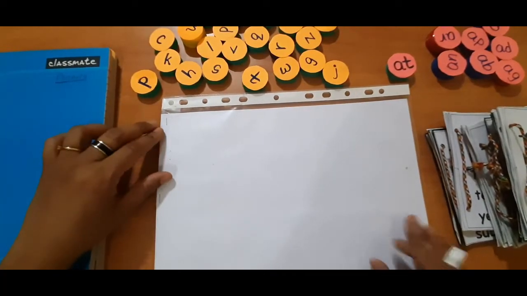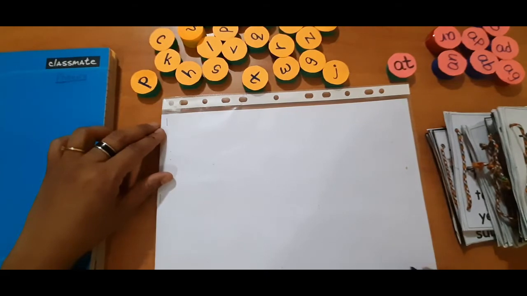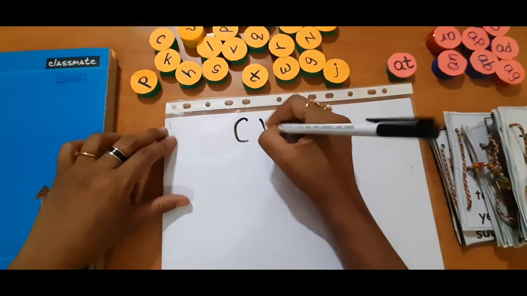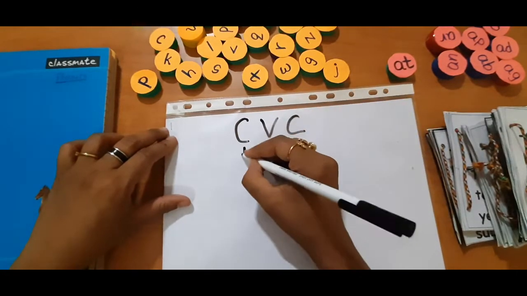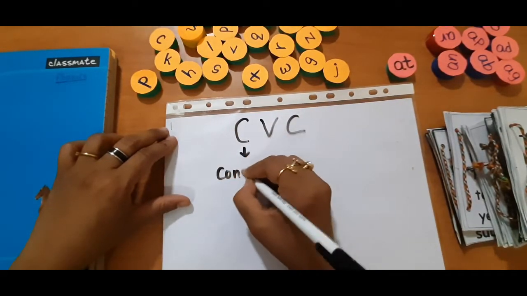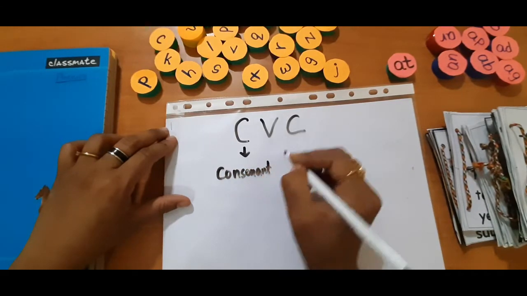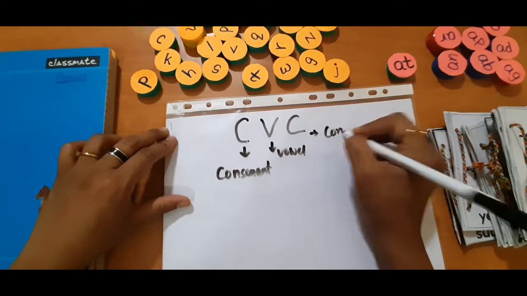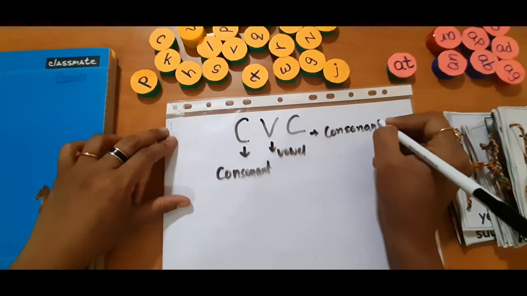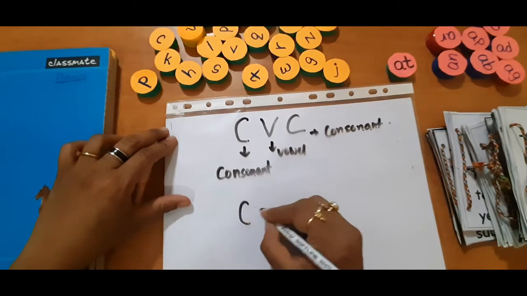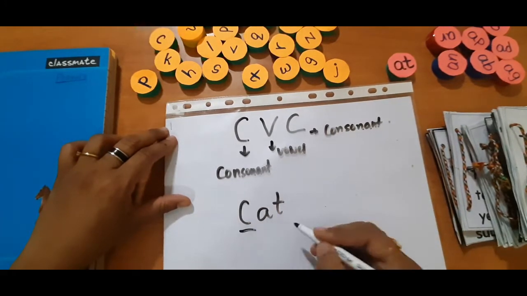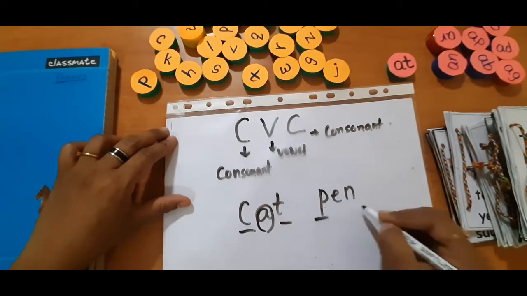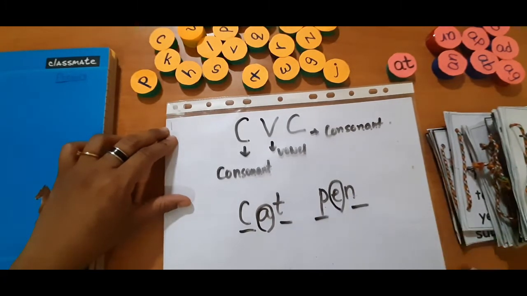So in today's video, I have come up with the introduction of CVC words, how you can introduce the CVC words to the kids. Now, CVC words mean consonant, vowel, consonant. Like c-a-t: here consonant, consonant, and this is the vowel. Pen: consonant, consonant, and in the middle it is a vowel.